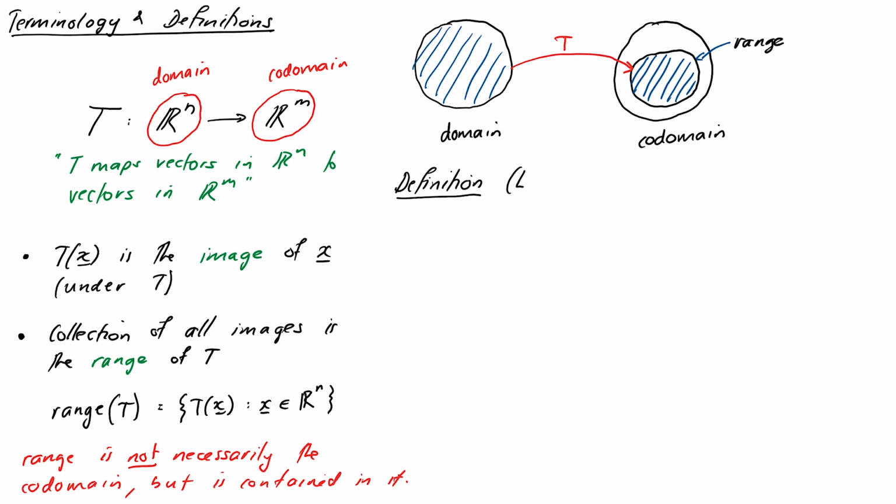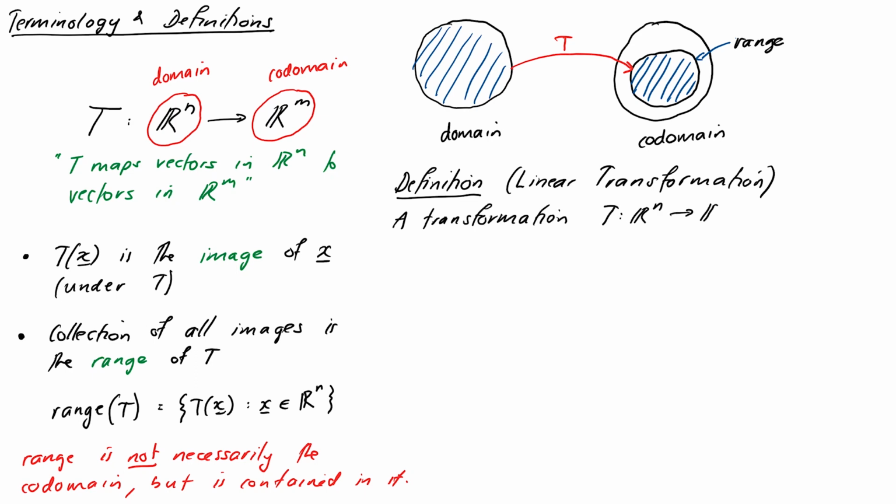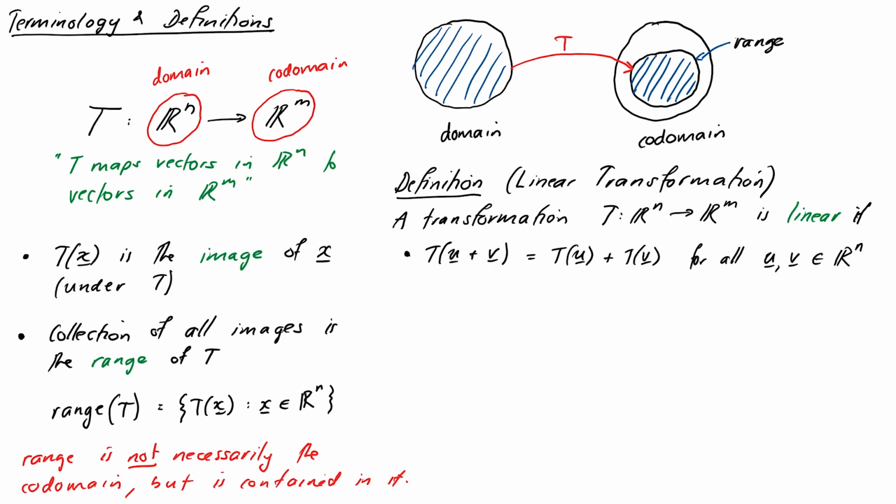Now we have what we need to define a linear transformation properly. So a transformation T that maps Rn into Rm is linear if T of u plus v is equal to T of u plus T of v for all vectors u, v in Rn, and also T of c times u is equal to c times T of u for all vectors u in Rn and scalars c.